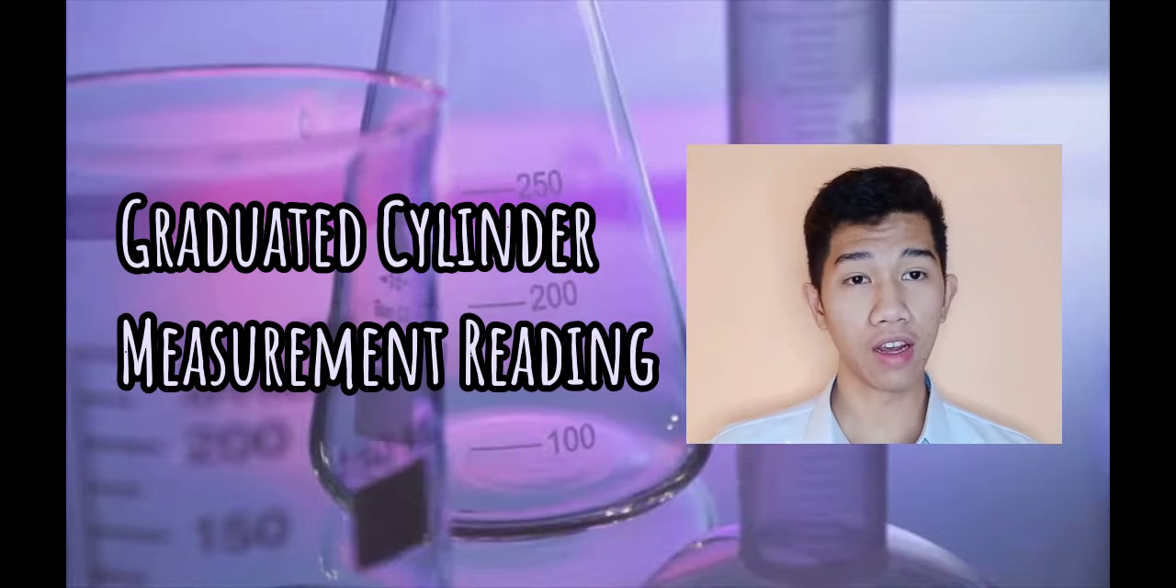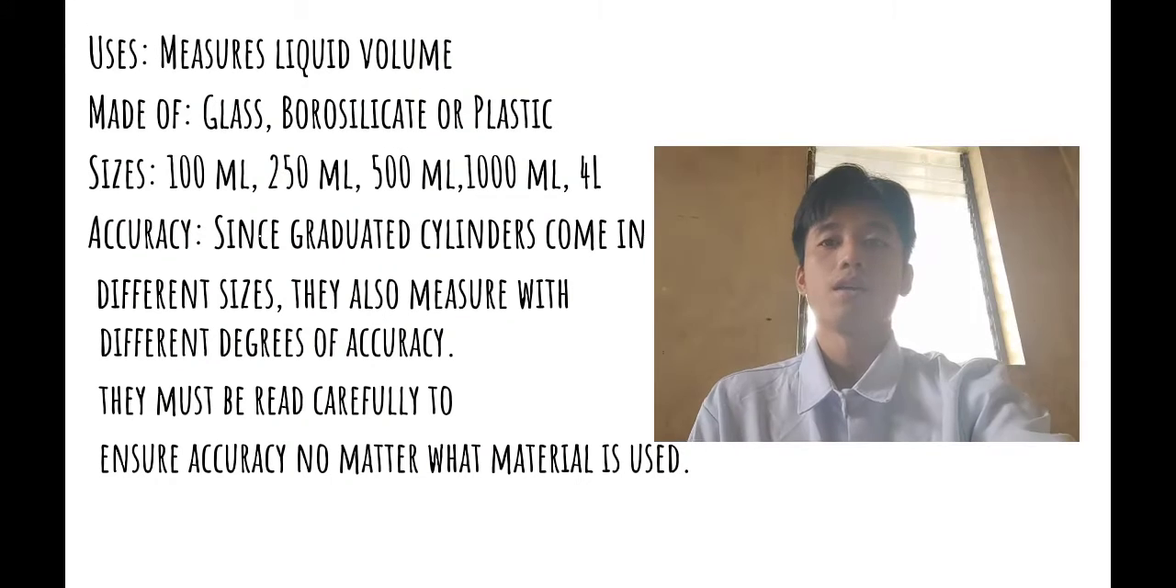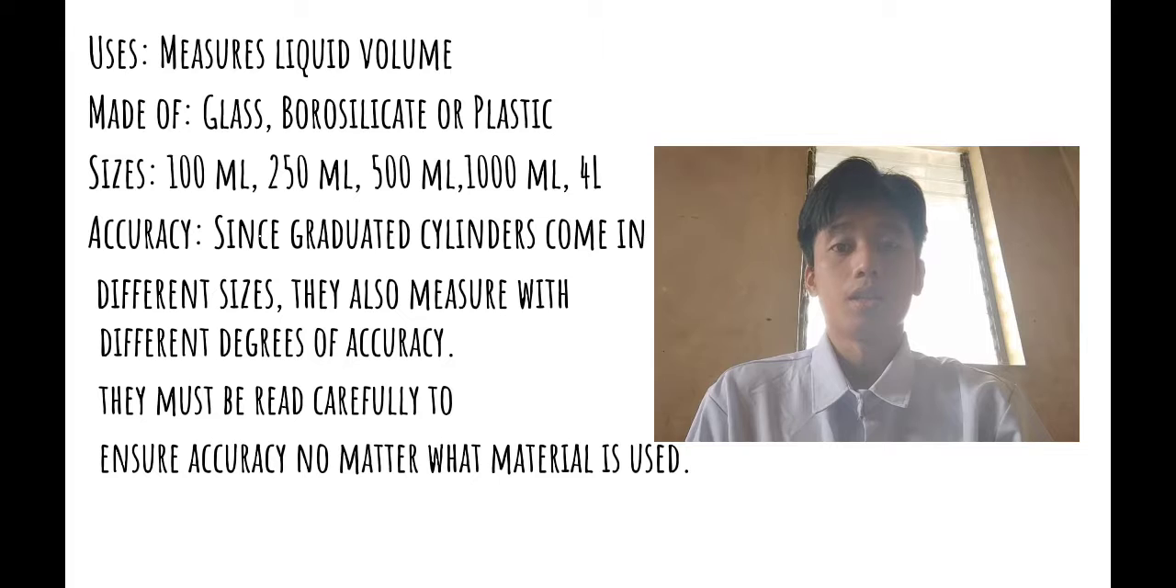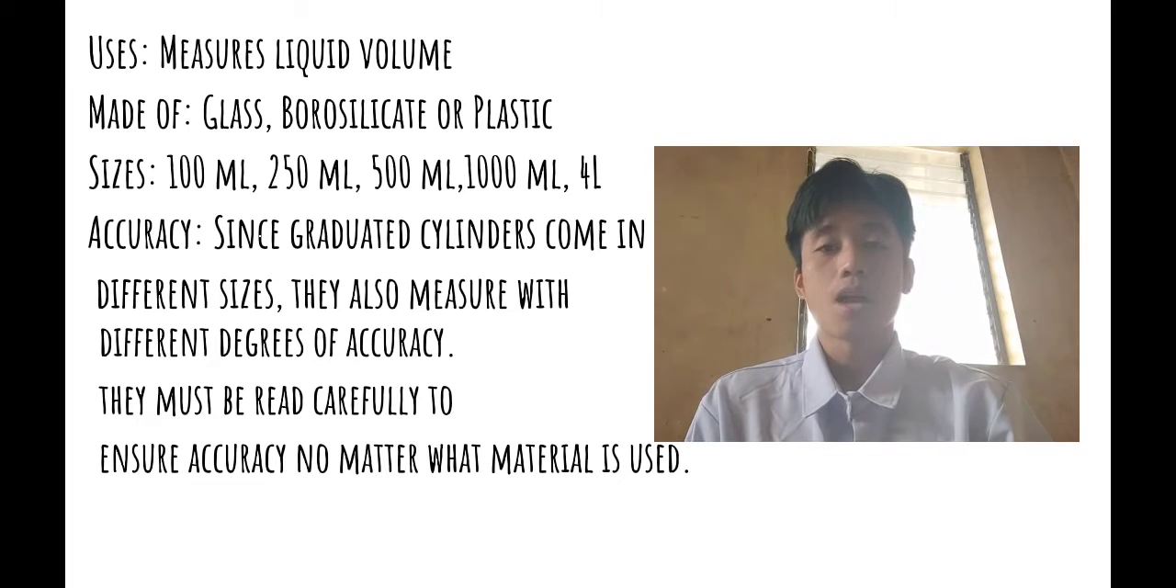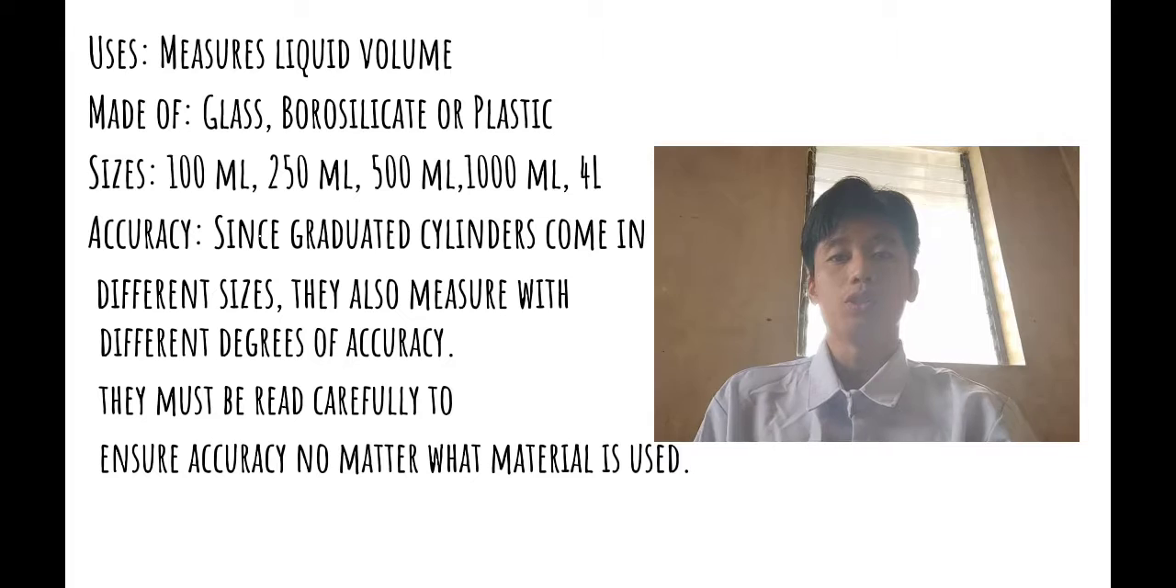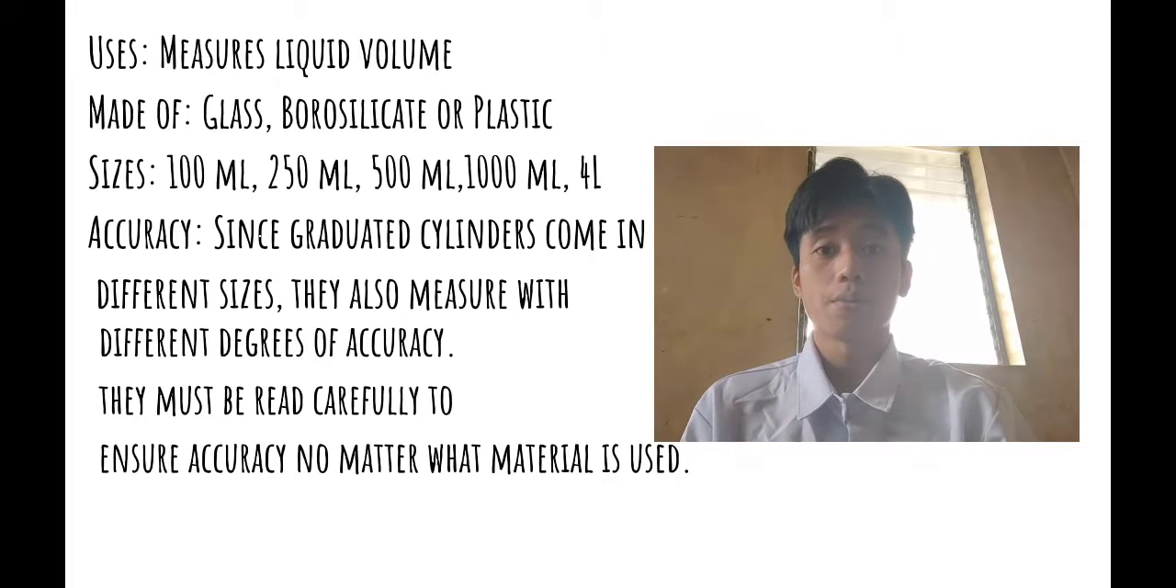Hello everyone. Our topic that we will discuss today is graduated cylinder measurement reading. In this video, I'm going to talk about the graduated cylinder. It is an apparatus which is used to measure liquid volume. It is usually made of glass, borosilicate, or plastic. Its sizes range from 100 ml, 250 ml, 500 ml, 1000 ml, and 4 liters.